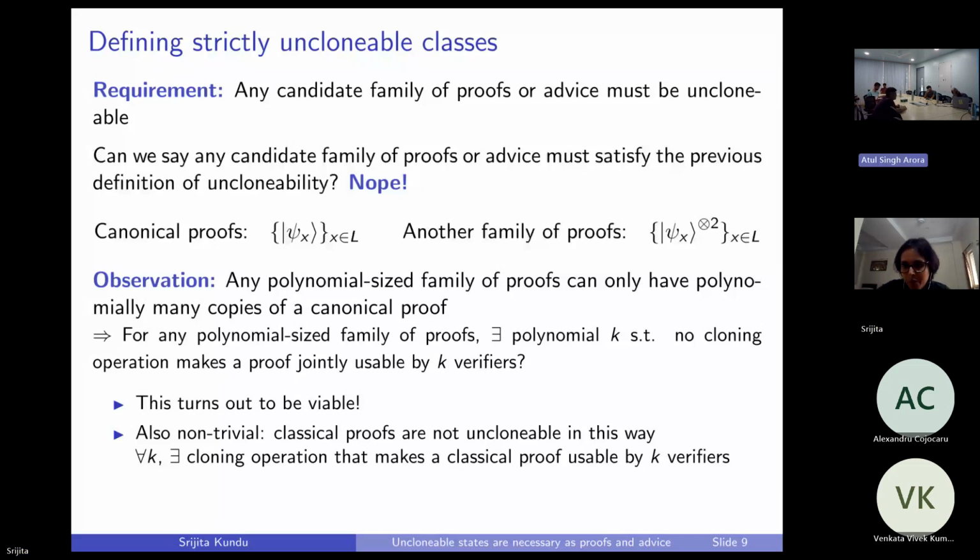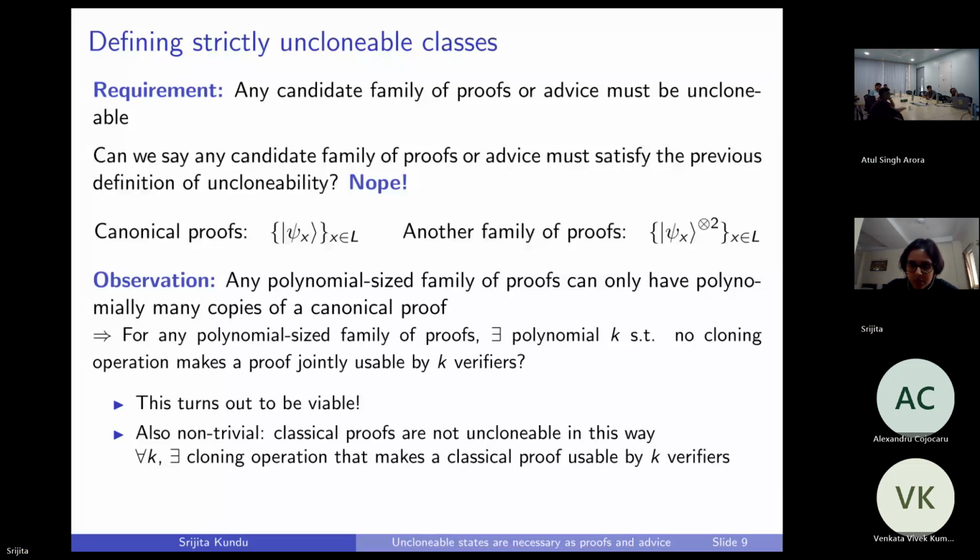Say it again. I think I got lost with the variable names. So suppose the canonical family of proofs is the only possible family of proofs. Now, suppose you have some candidate family of proofs that is mn qubits, and you take k equal to m plus 1. If your family of proofs is such that, given m copies, you're not able to produce m plus 1 copies, then with this value of k, it should not be usable by k verifiers.